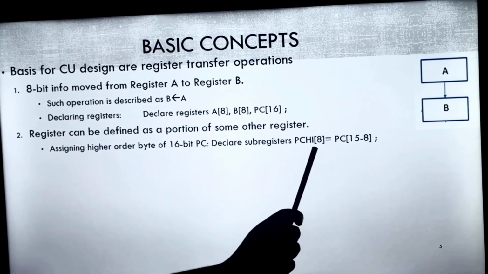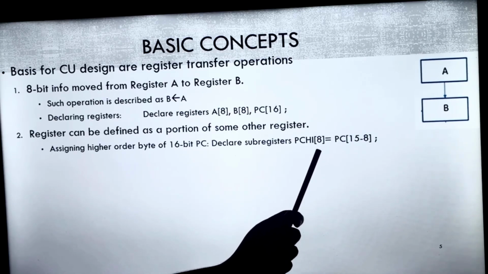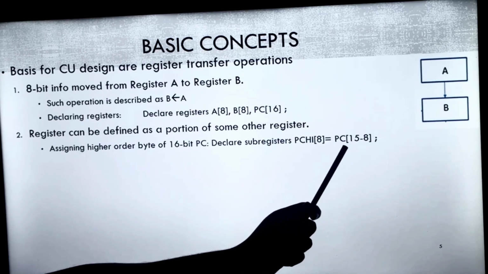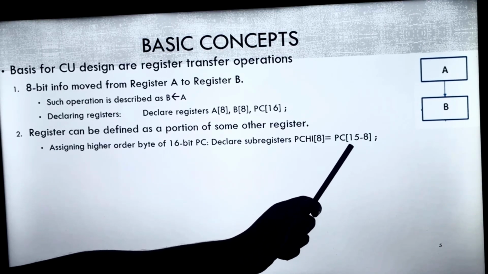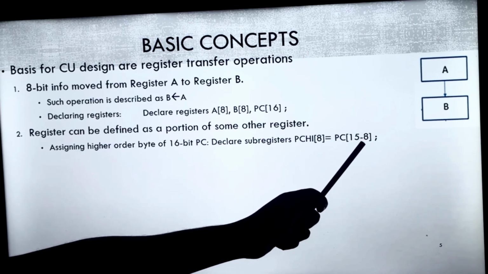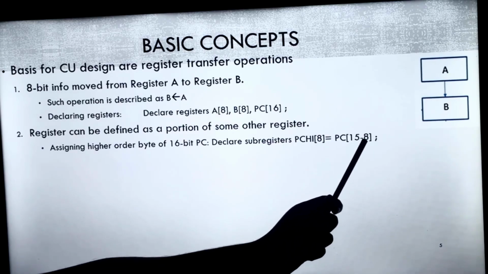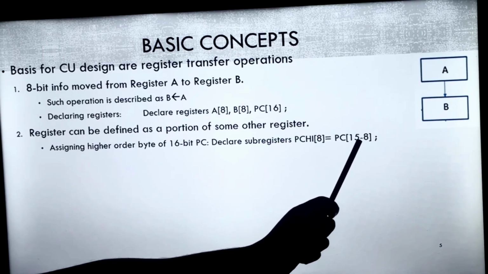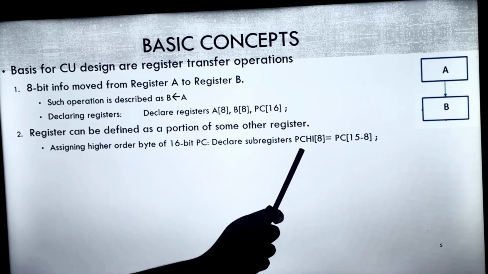So PCH is a new register that can hold 8 bits, and there I want to copy some of the bits from my PC. What are the bits I want to copy? 15 to 8, meaning the most significant 8 bits, I want to put into PCH. 15 to 8 means bit number 15 to bit number 8, everything will be copied to PCH here. This is how we can write.